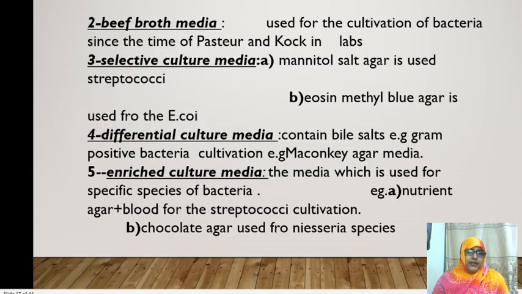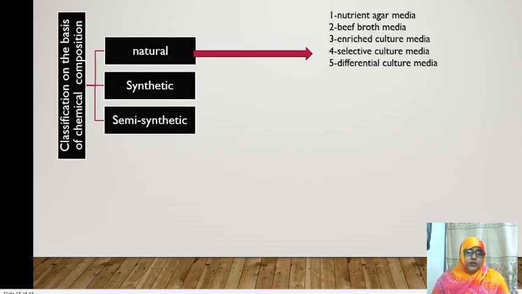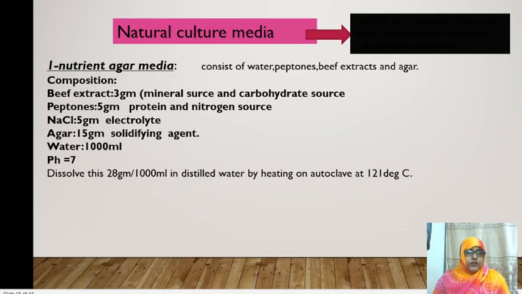Moving towards chemical composition, there are three basic types: natural, synthetic and semi-synthetic. Natural, the first one is the nutrient agar media. Different compositions of ingredients were taken. For example, as a carbohydrate source, beef extract was taken. Then for a nitrogen source, peptones were taken, and electrolytes and solidifying agents were dissolved in 1000 ml or 1 liter of water by heating in an autoclave at 121 degrees Celsius.